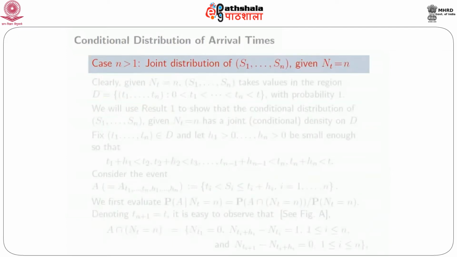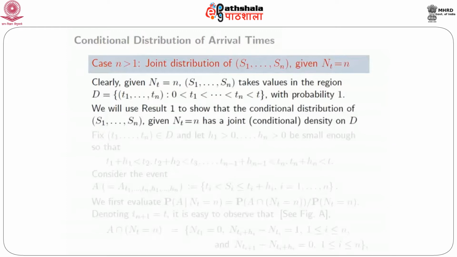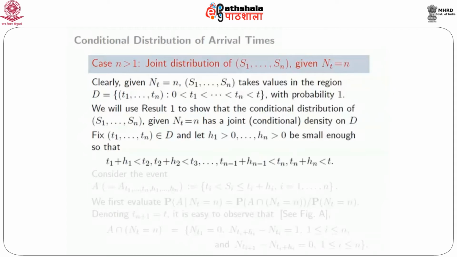Okay, so now we come to our main problem, finding the joint distribution of S1, S2, ..., Sn given N_t equal to n. Clearly, given N_t equal to n, this n-tuple S1, S2, ..., Sn takes values in this region D, namely t1, t2, ..., tn such that 0 is less than t1, etc., less than tn, less than t. So surely we know that S1 is less than S2, less than Sn, less than t. So the vector takes values in this region. What we are going to do is use result 1 to show that the conditional distribution of S1, S2, ..., Sn given N_t equal to n has a joint conditional density on D, and this we'll do by using result 1. So fix any t1, t2, ..., tn in D. That means you have taken an n-tuple satisfying t1 positive, t2 greater than t1, etc.